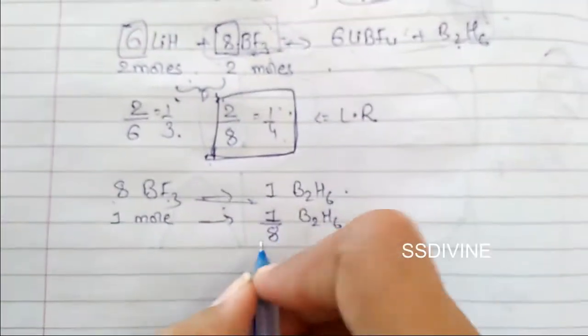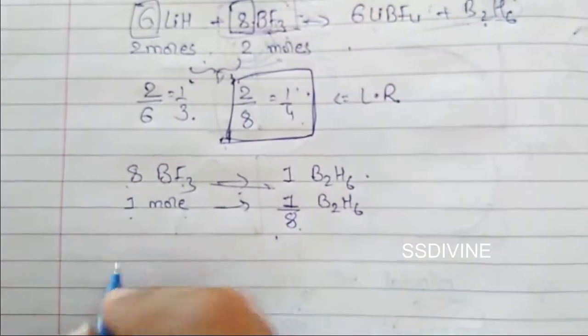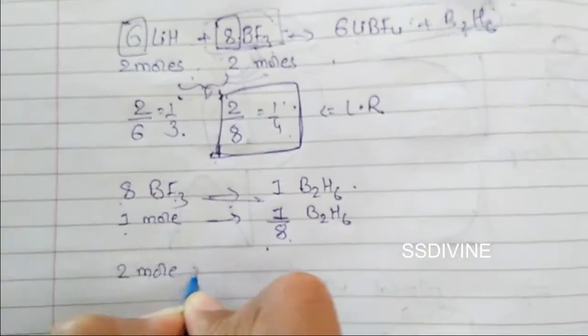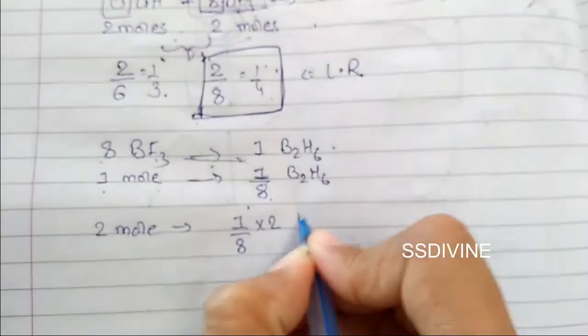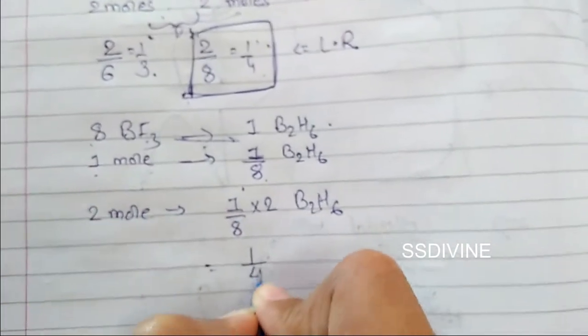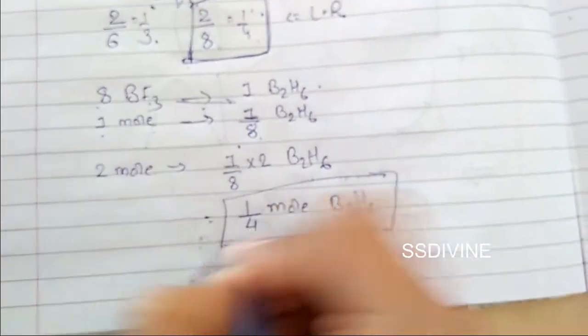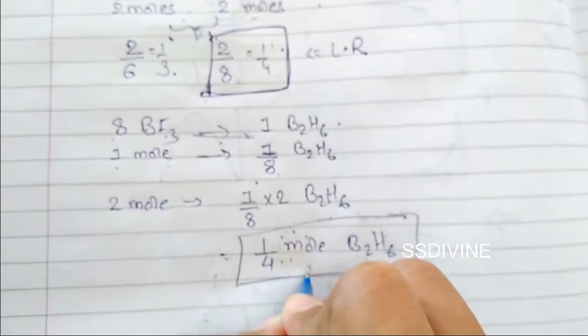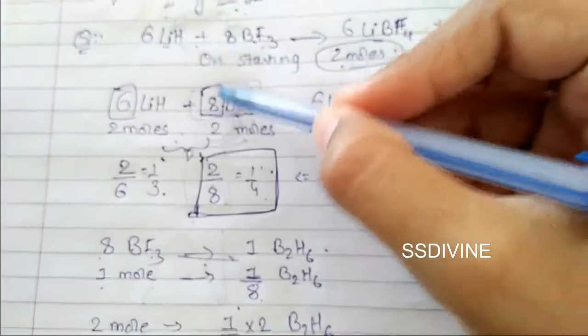Now, how many moles do we have of BF3? We have 2 moles of BF3. If 1 mole can produce 1 by 8, then 2 moles can produce 1 by 8 into 2 moles of B2H6, right? So that is 1 by 4 moles of B2H6. The maximum amount of B2H6 produced in this reaction is 1 by 4 mole. So this is how we can calculate the limiting reagent.